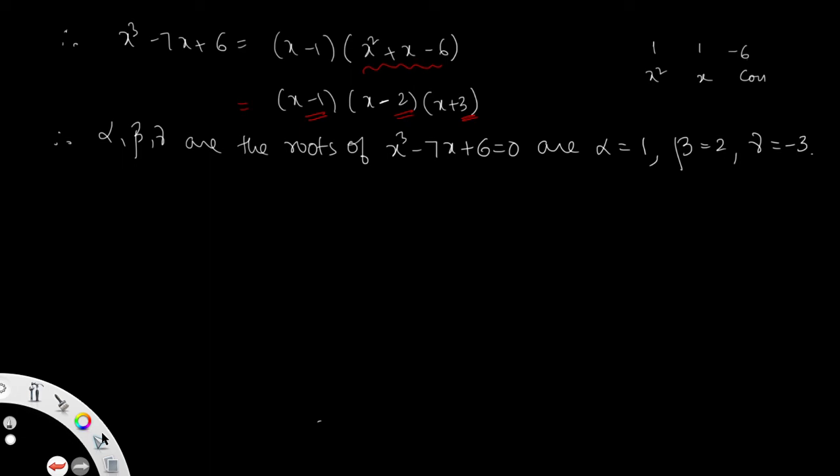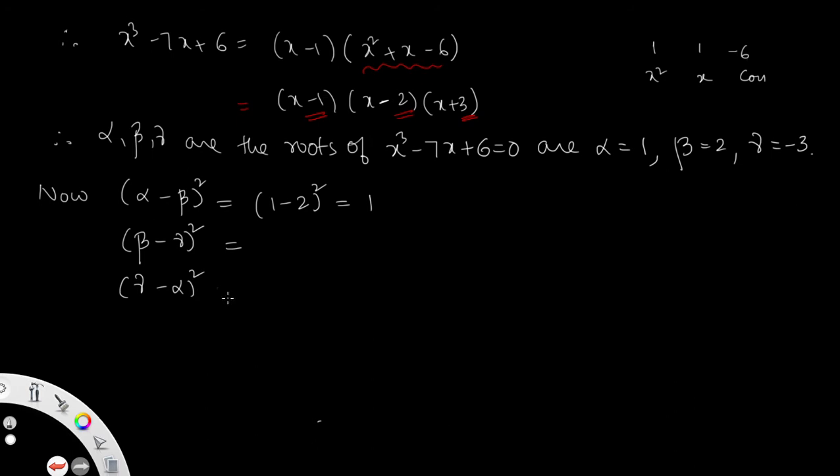So now find first alpha minus beta whole square, that is 1 minus 2 whole square, that is 1. And then the roots in the question are given as alpha minus beta whole square, beta minus gamma whole square, and gamma minus alpha whole square. Beta minus gamma is 2 minus of minus 3, that whole square, that is 25. And then gamma minus alpha, gamma is minus 3 and alpha is 1, so that is 16 only.